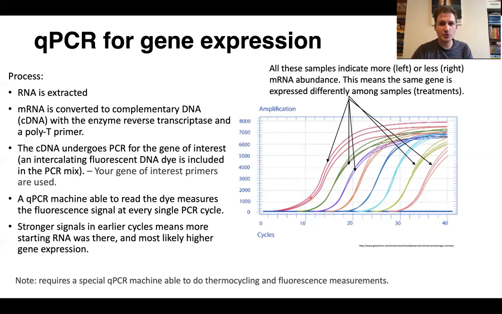So here, this sample creates a more intense fluorescence signal very early on in the PCR cycles, whereas these samples here at the end are producing curves much later on. So that means that this sample had much higher RNA that corresponded to your gene of interest. So it must have higher gene expression than these other ones. And again, by comparing these curves to controls, you can get a much more accurate interpretation of gene expression.